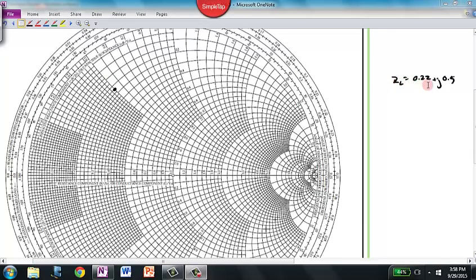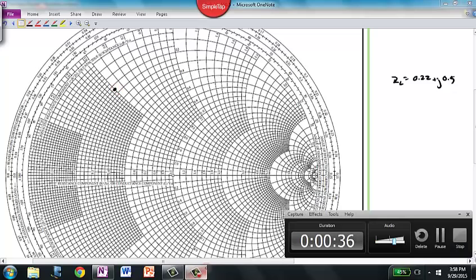After calculating the normalized load impedance, which in this case was 0.22 plus j0.5, we need to plot that normalized load point on the Smith chart. So I've brought up a Smith chart here, and you'll see that I've plotted the normalized load point. Here is the 0.2 circle right here, so I'm at about 0.22, and then you can see here I'm at the j0.5 point. So the intersection of those two circles is the location of the normalized load impedance.